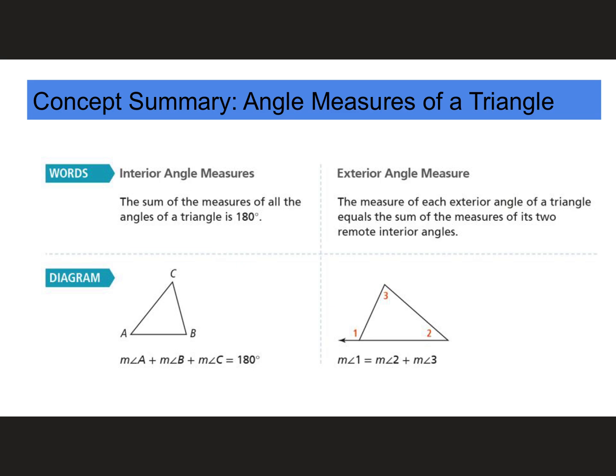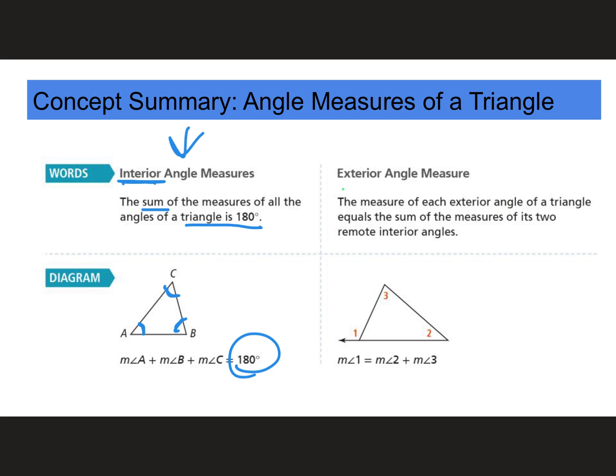So now let's talk about angle measures in a triangle. So there are 2 theorems here. First, we have the interior angle theorem. Interior angles are the angles inside of my triangle. The sum, remember that's when we add them, of the measures of all of the angles in the triangle is 180 degrees. So angle A plus angle B plus angle C will always equal 180 degrees. That is called the interior angle theorem.